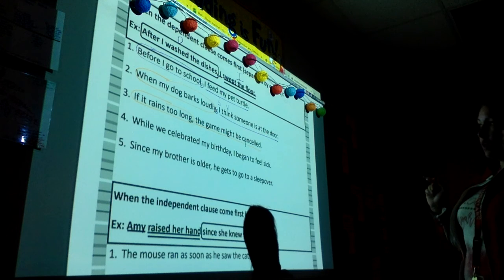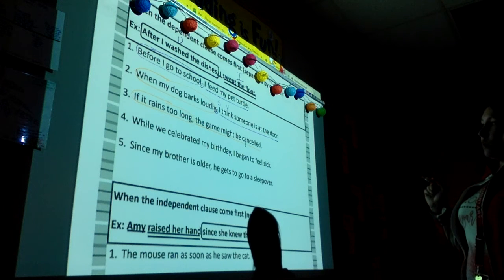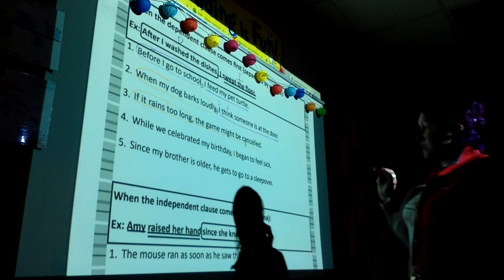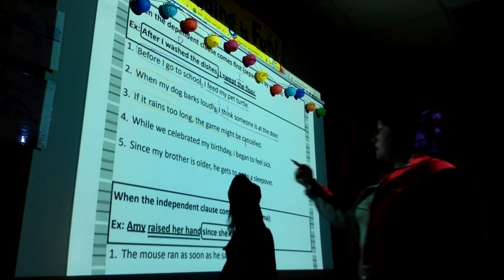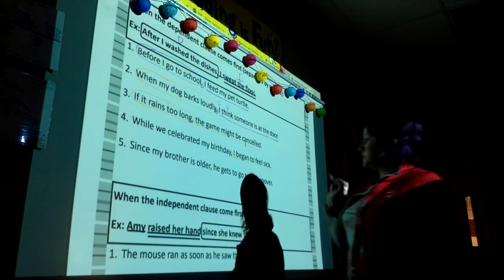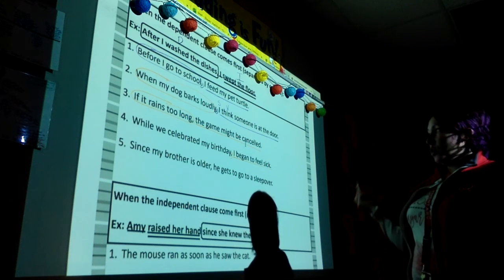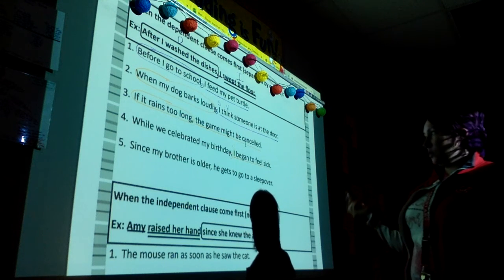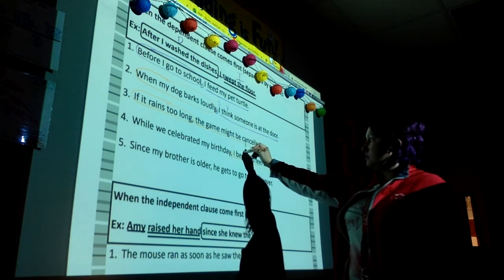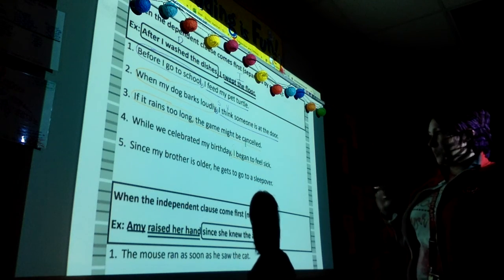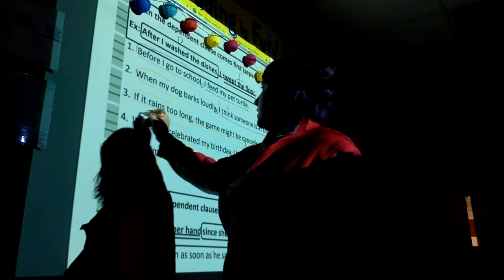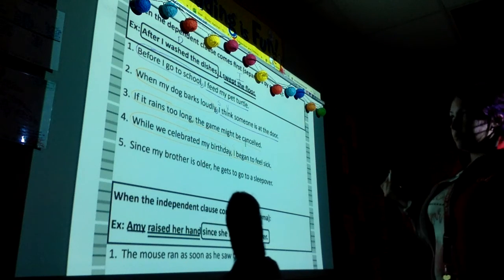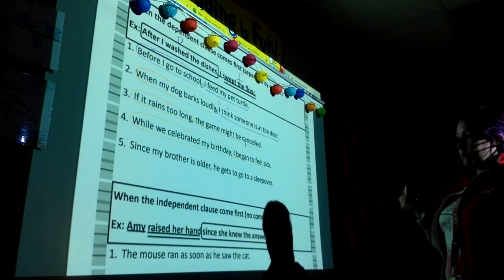Okay? The fourth sentence, while we celebrated my birthday, I began to feel sick. I began to feel sick can stand alone by itself. Who are we talking about? I. What did I do? I began to feel sick. Okay? So this part right here, while we celebrated my birthday, cannot be a complete sentence by itself.